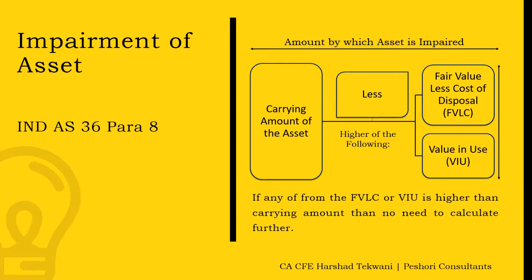Now, higher of both we need to consider. So for example, why higher of both? There is a logic behind it. For example, if today I sell the car, I am getting 80 rupees, less cost, minus 70 rupees. And if I use that car, I'm getting 500 rupees.